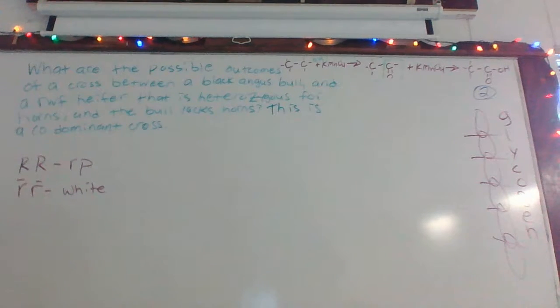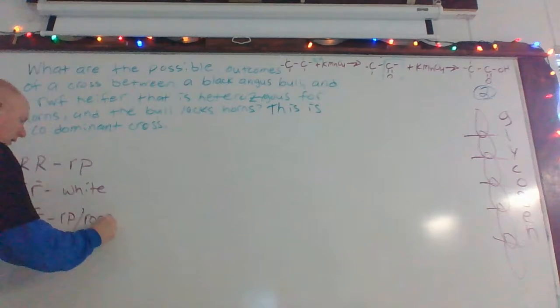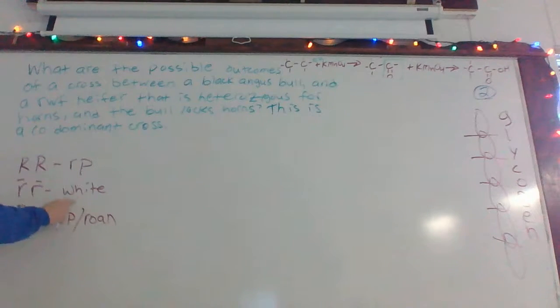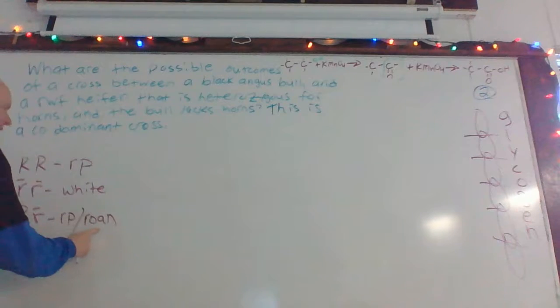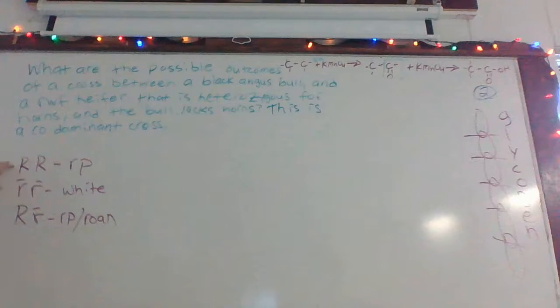In this case, we don't see the dominant trait masking, where this is going to be red poll. With this incomplete dominant cross, the red poll does not mask over, rather it's not fully expressed over the white. That's where you get the roan color. So we see 3 different genotypes with 3 different phenotypes.